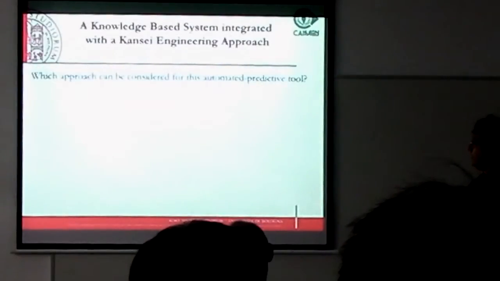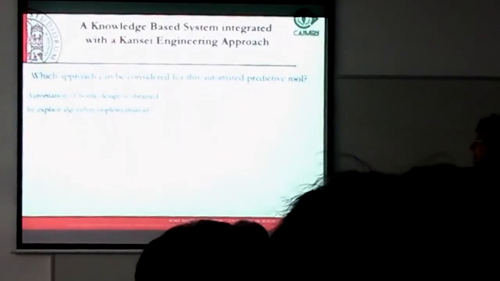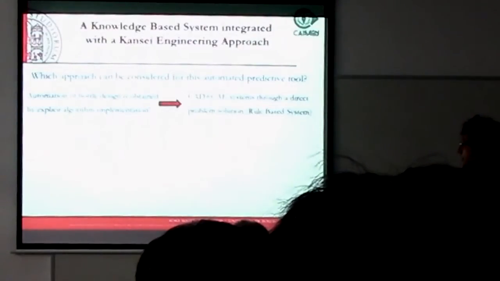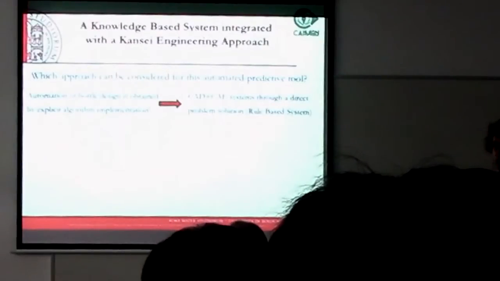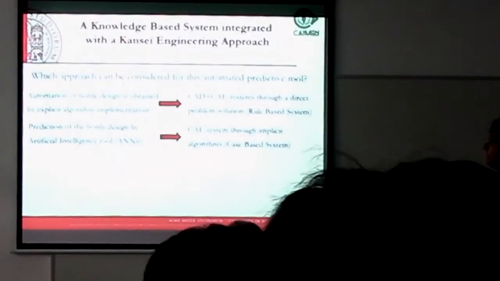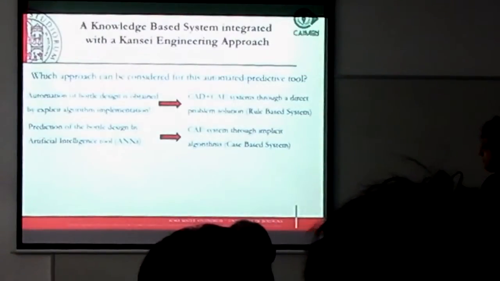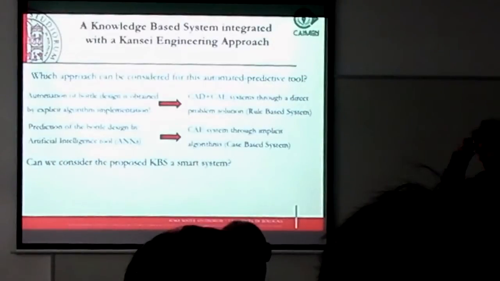So this is an approach, an automated approach. It includes explicit algorithm implementation, so it is an integration between computer-aided design and computer-aided engineering systems by means of a rule-based system. It's a rule-based system essentially, but it also includes some intelligence like the artificial neural network, in this case a case-based system.